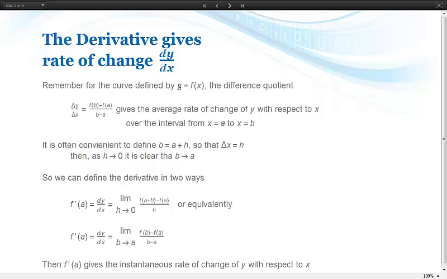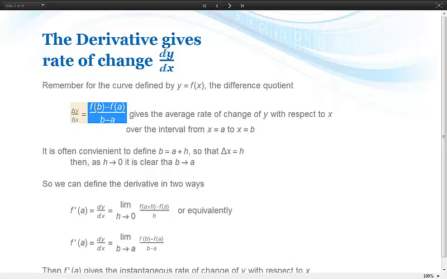So first of all, remember, for a curve defined by y equals some function of x, the difference quotient, change in y over change in x, would be given by the function evaluated at the second point, b, minus the function evaluated at the first point, a. That would be the change in y, divided by the change in x, b minus a. So that gives the average rate of change of y with respect to x on the interval as x goes from a to b. But it's often convenient to define as we've done before.